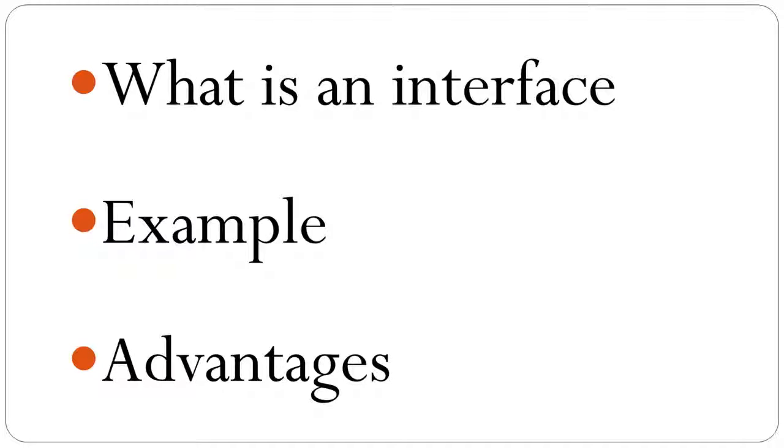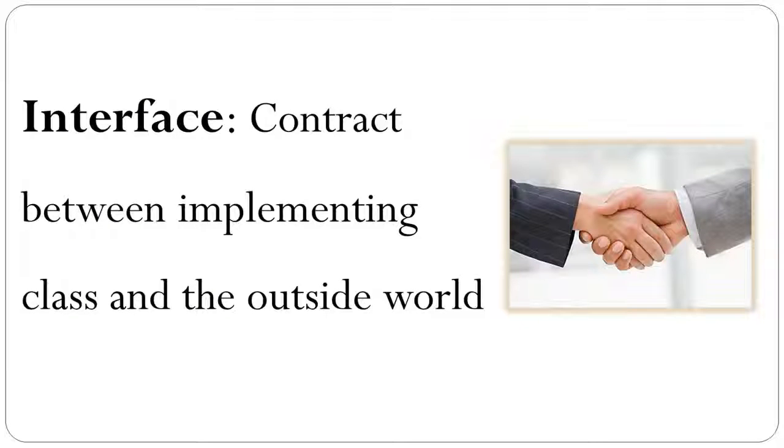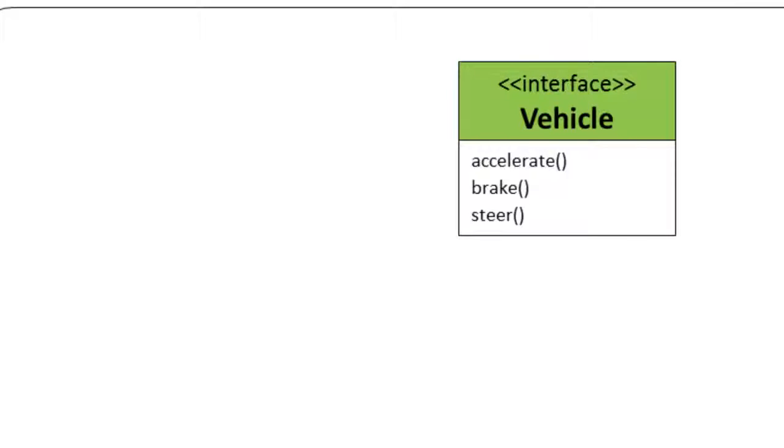In this tutorial, we'll discuss what is an interface, go through an example and understand the source code, discuss the advantages. An interface is a contract between class and the outside world. The outside world communicates with the implementing class using this contract. Let's take an example and understand this concept.